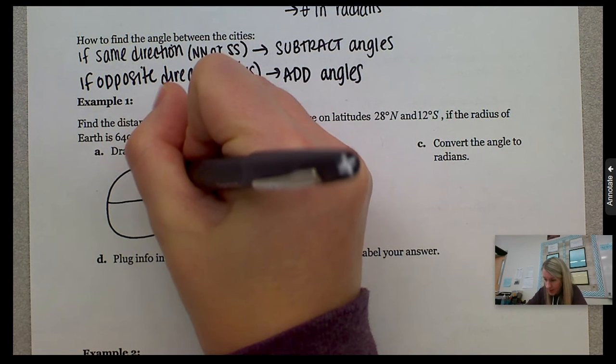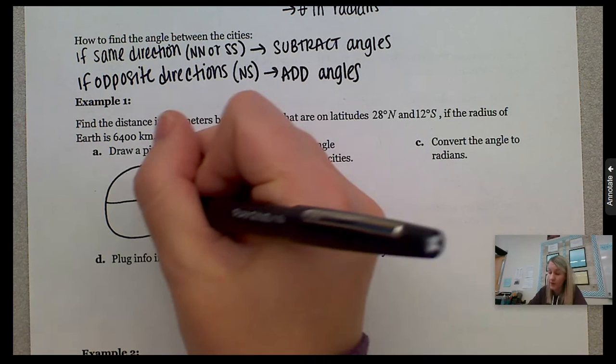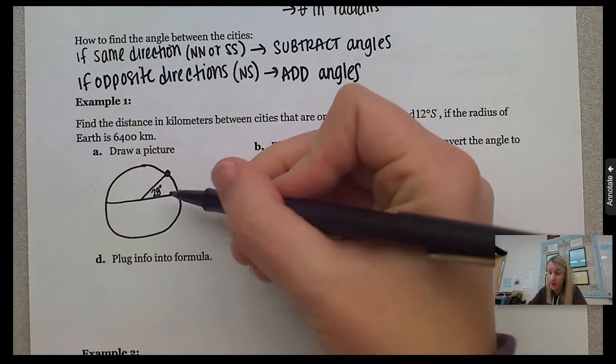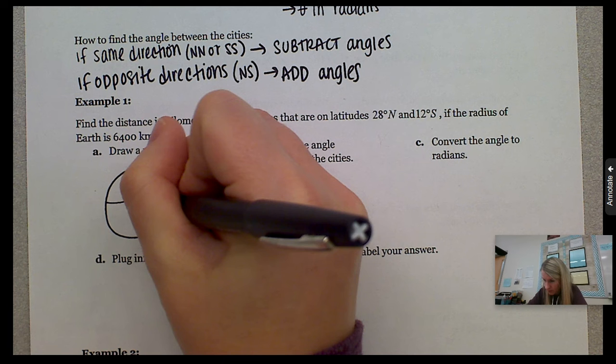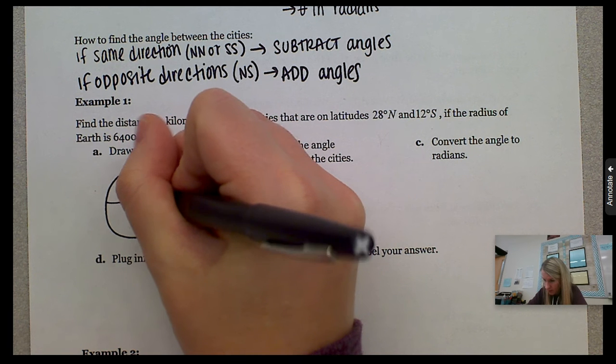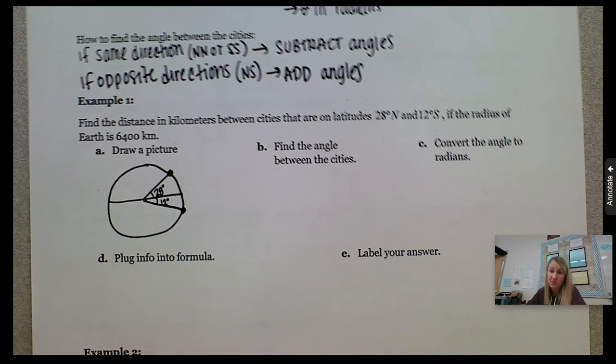And then there would be a city right there. Okay, that kind of makes sense. And then the other one is 12 degrees south. So all of our measurements are done from the equator. So south is down. So 12 degrees south, we'll say is right here. And then that's our city. Okay, so that kind of makes sense.